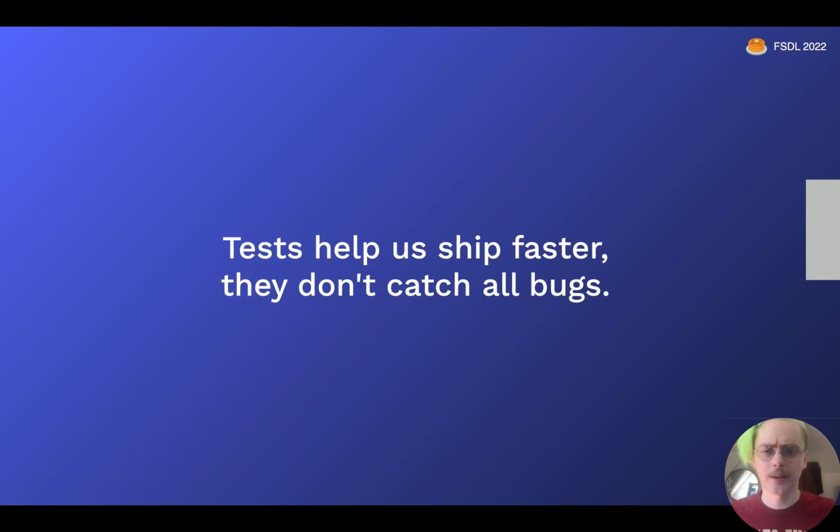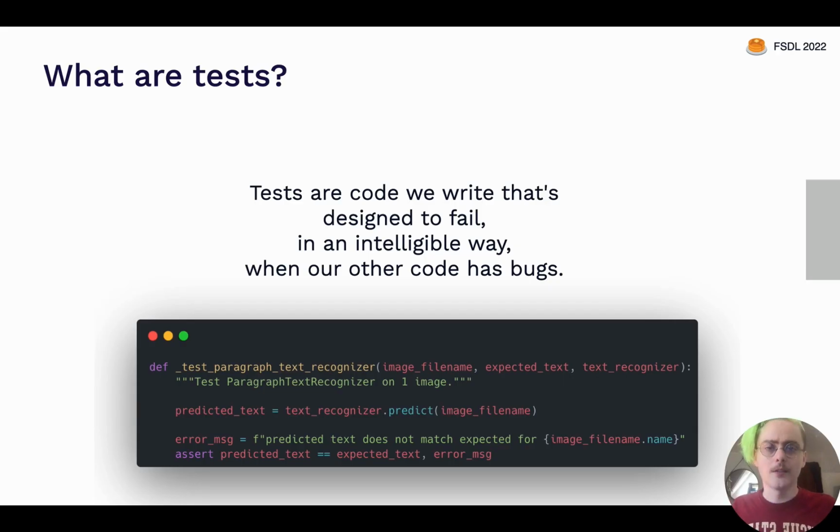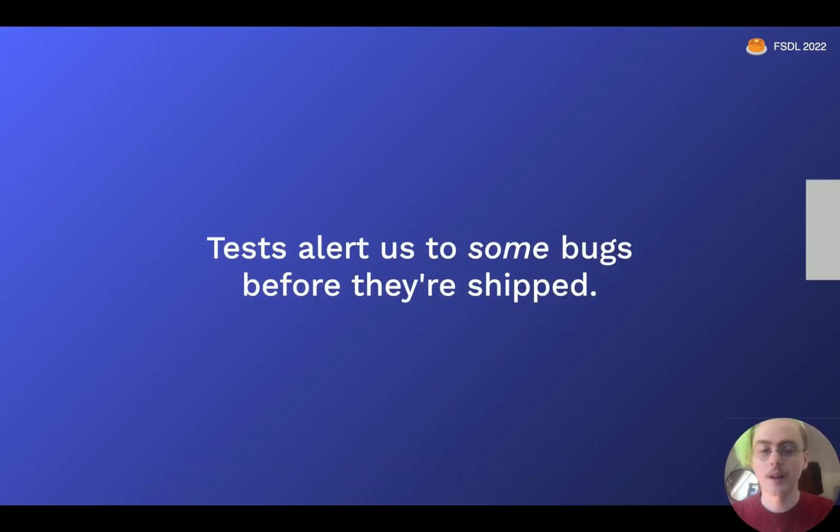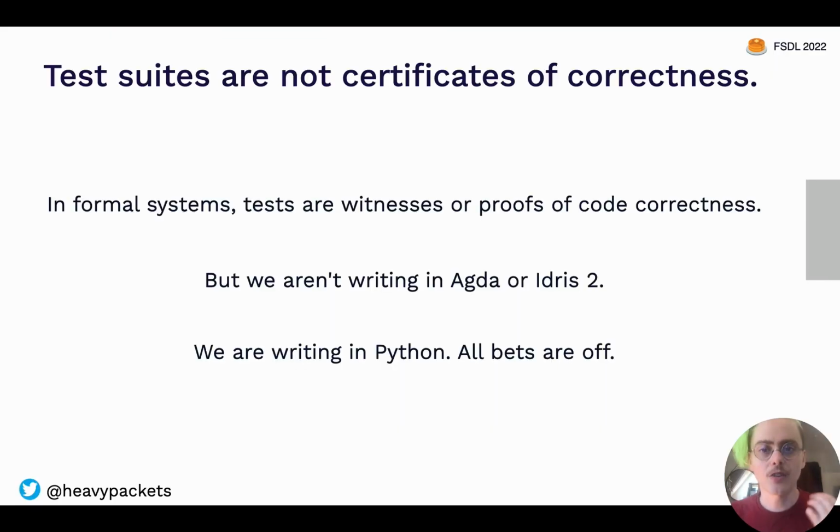So first, why are we testing at all? Tests can help us ship faster, even if they aren't catching all bugs before they go into production. So as a reminder, what even are tests? Tests are code we write that's designed to fail in an intelligible way when our other code has bugs. For example, this little test for the text recognizer from the Full Stack Deep Learning code base checks whether the output of the text recognizer on a particular input is the same as what was expected and raises an error if it's not. These kinds of tests can help catch some bugs before they're merged into main or shipped into production, but they can't catch all bugs.